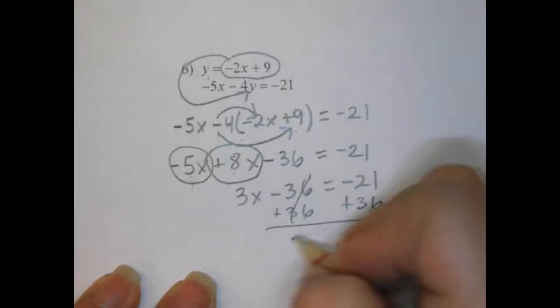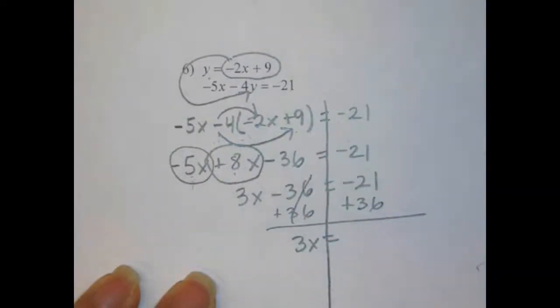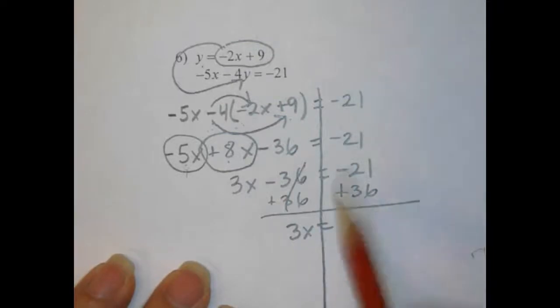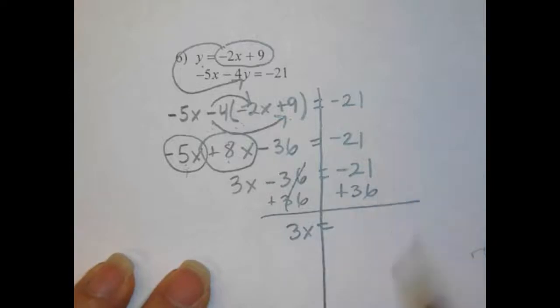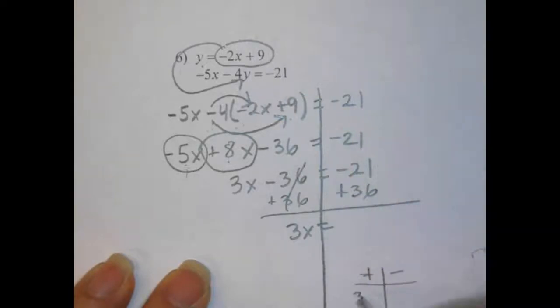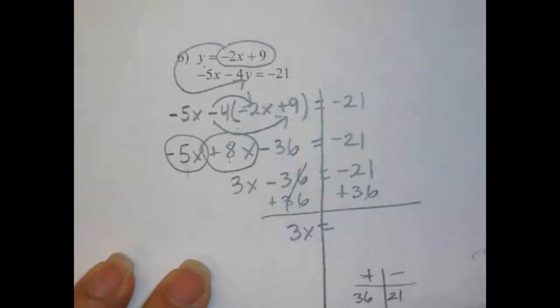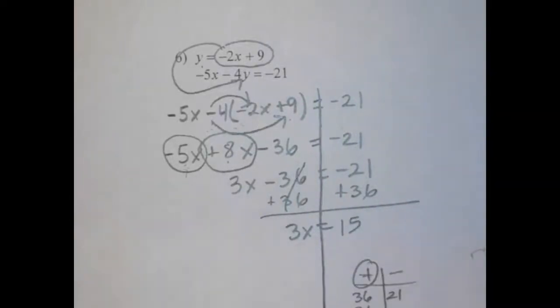So 3x, right? Because that's going to be 0. In case you need that. Right? So again, column method. Should I use column method to solve this part here? Yeah? 15? Okay, so 36 is positive, 21 is negative. I'm going to subtract 21 from 36, and that gives me 15 on the positive sign. So it's positive 15. What's my next step?